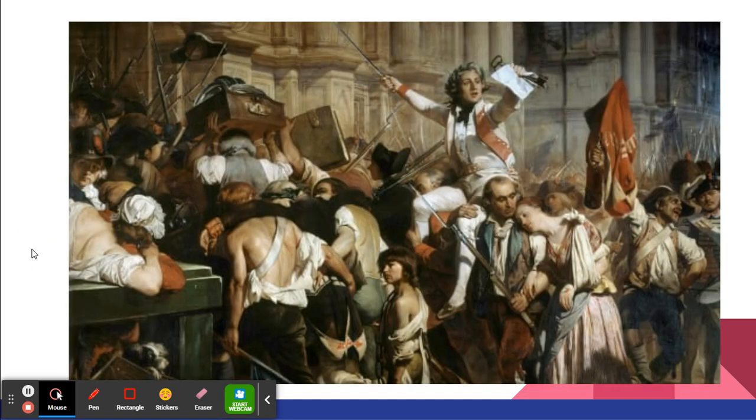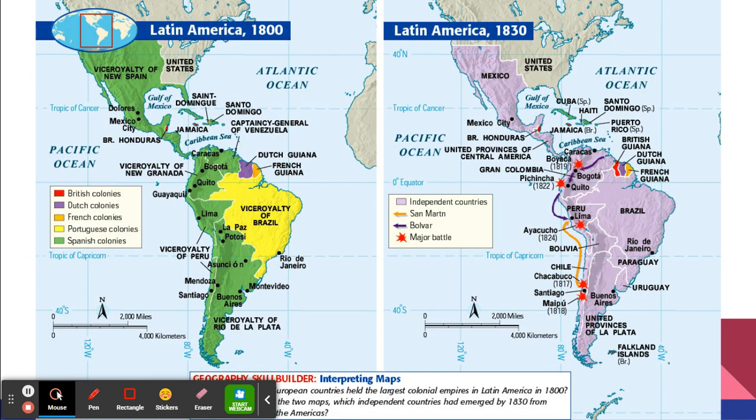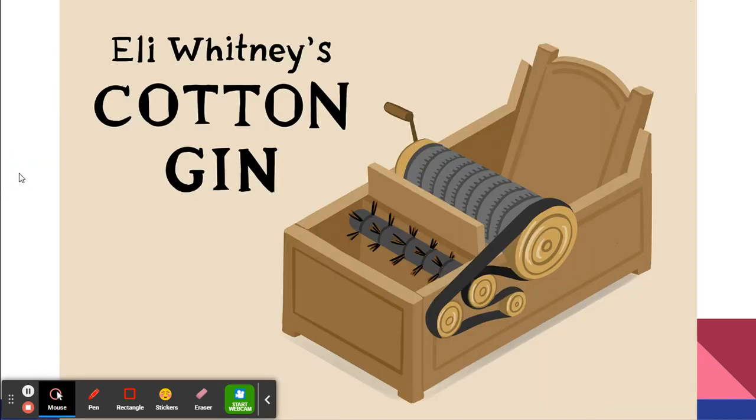All right. So then we also have the French Revolution, the storming of the Bastille, stuff like that. And then we have the Latin American revolutions. There were a lot of those. And so it talks about some of them. And then we have the Industrial Revolution, where we'll talk about the cotton gin and how that was one of the big factors of the Civil War.